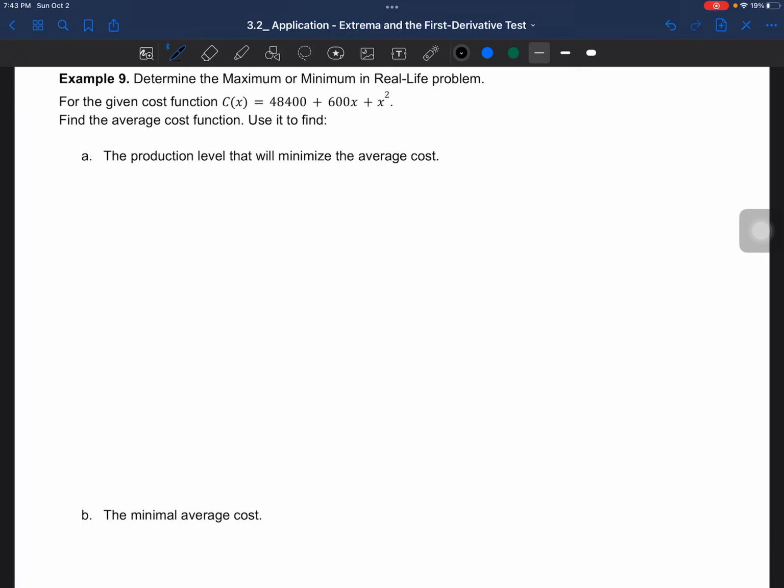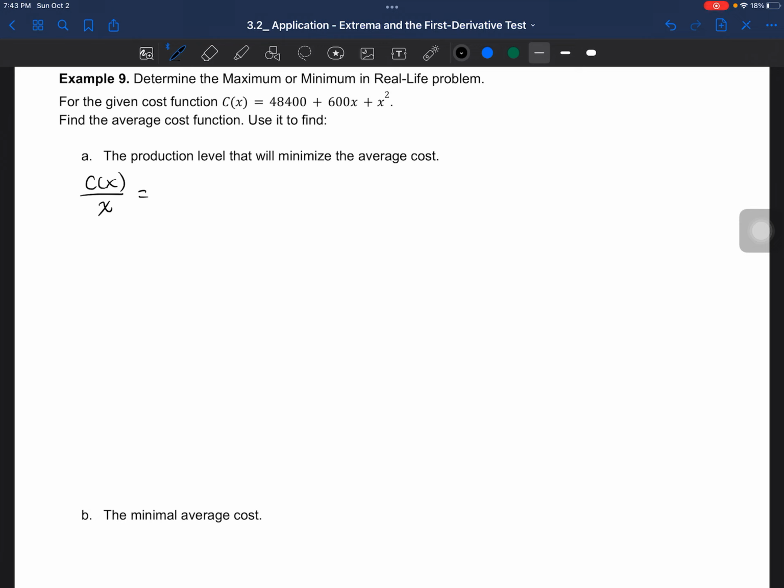So what we need to do is recognize what they are asking us to minimize. They're asking us to minimize the average cost. In other words, we're going to find the critical numbers for the average cost, not the cost, the average cost. And we have a specific definition for that. That is known as c of x over x.